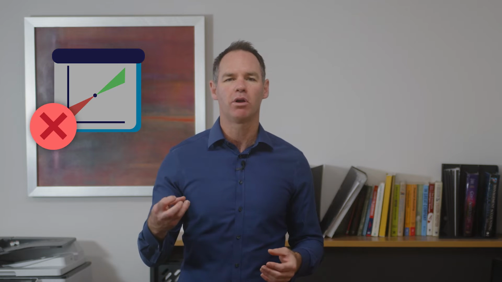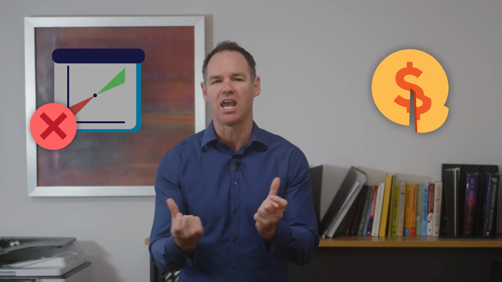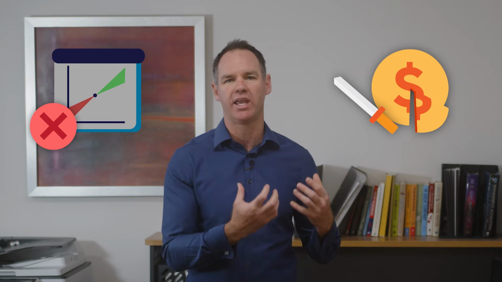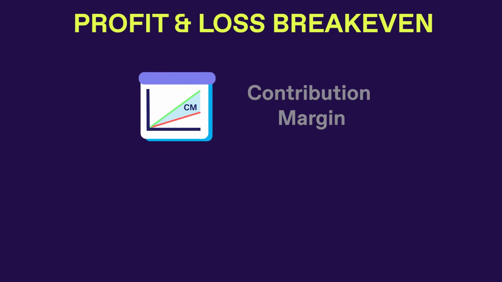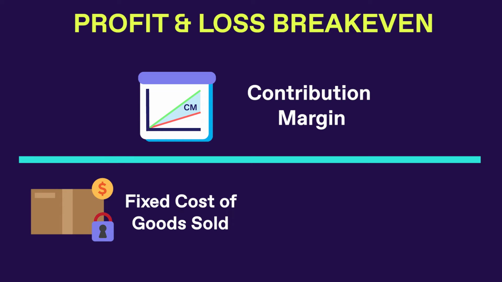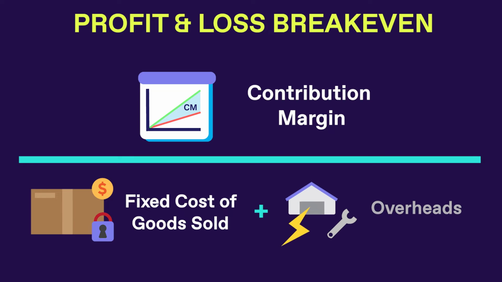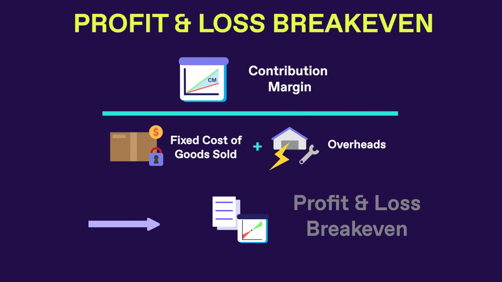The reason why this is so important is because we're in business not just to break even, we want to make sure we at the very least protect our equity position we have in the business. The calculation for break even to begin with at a profit and loss level is your contribution margin divided by your fixed cost of goods sold plus your overheads equals your P&L break even.